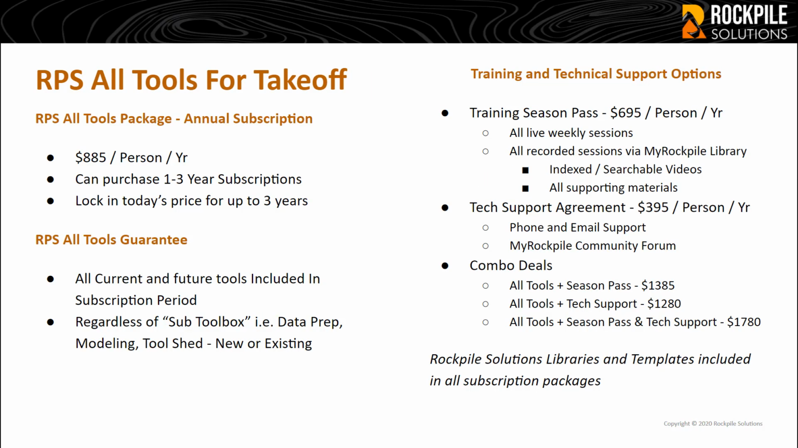Rockpile's All Tools for Takeoff is sold as an annual subscription package. It's $885 per person per year. We do offer multi-seat discounts for 3 to 5, 6 to 10, or 11 plus users. You can purchase for 1 to 3 years at the start point. And if you purchase up to 2 or 3 years, then basically you're locking in today's price for up to 3 years.